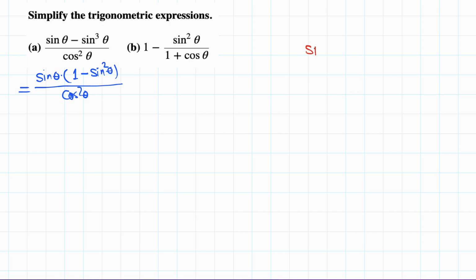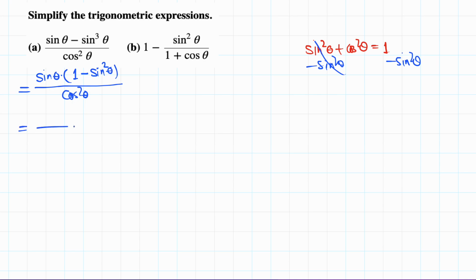We know square means Pythagorean identity: sine square theta plus cosine square theta equals 1. Only squares, not sine theta plus cosine theta equals 1. Sine squared plus cosine squared equals 1. We have 1 minus sine square. If I subtract sine square from both sides, then what do we have now? 1 minus sine square theta equals cosine square theta. So this is cosine square theta.